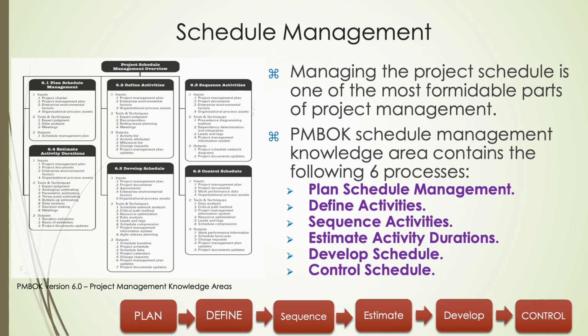Effective schedule management begins with planning, where processes like plan schedule management establish the framework for how timelines will be structured, monitored, and controlled. This is followed by define activities, breaking deliverables into actionable tasks, and sequence activities, mapping dependencies to create a logical workflow. Estimate activity durations then assigns realistic time frames, considering resources and constraints, while develop schedule synthesizes all inputs into a cohesive timeline using tools like Gantt charts or critical path analysis. These steps transform abstract goals into a tangible roadmap, balancing flexibility with structure.